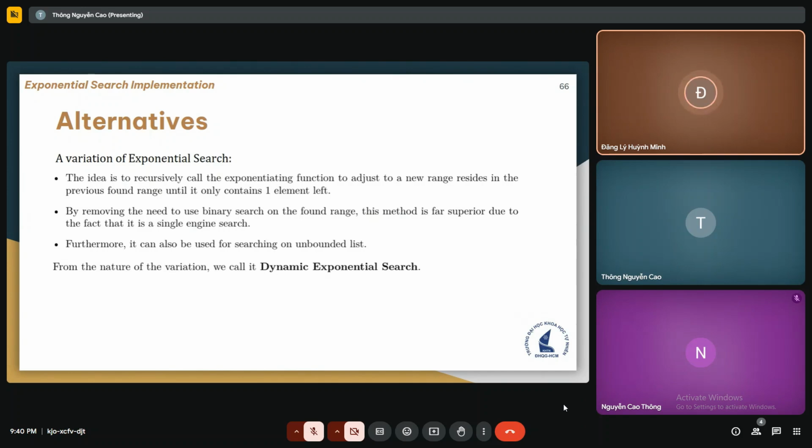The idea is to recursively call the exponentiating function to adjust to a new range residing in the previously found range until it only contains one element left. By removing the need for binary search, this method is far superior. Furthermore, it can also be used for searching on unbounded lists. From the nature of the variation, we call it dynamic exponential search.